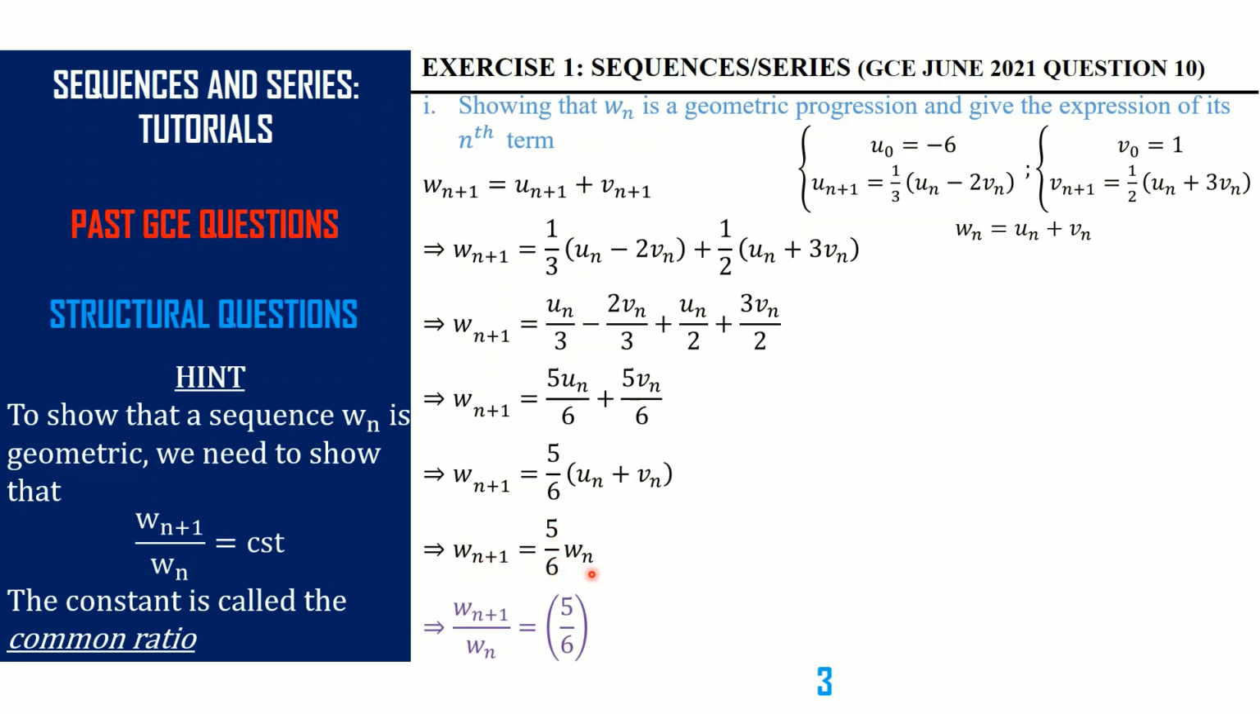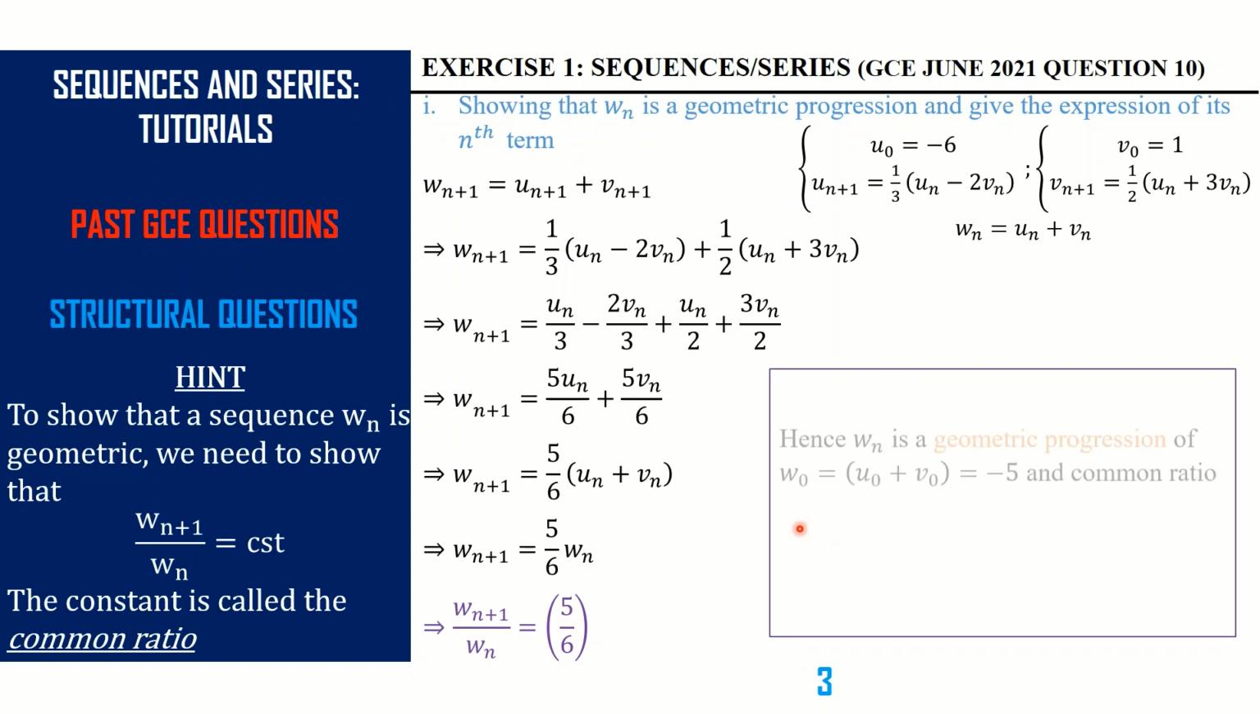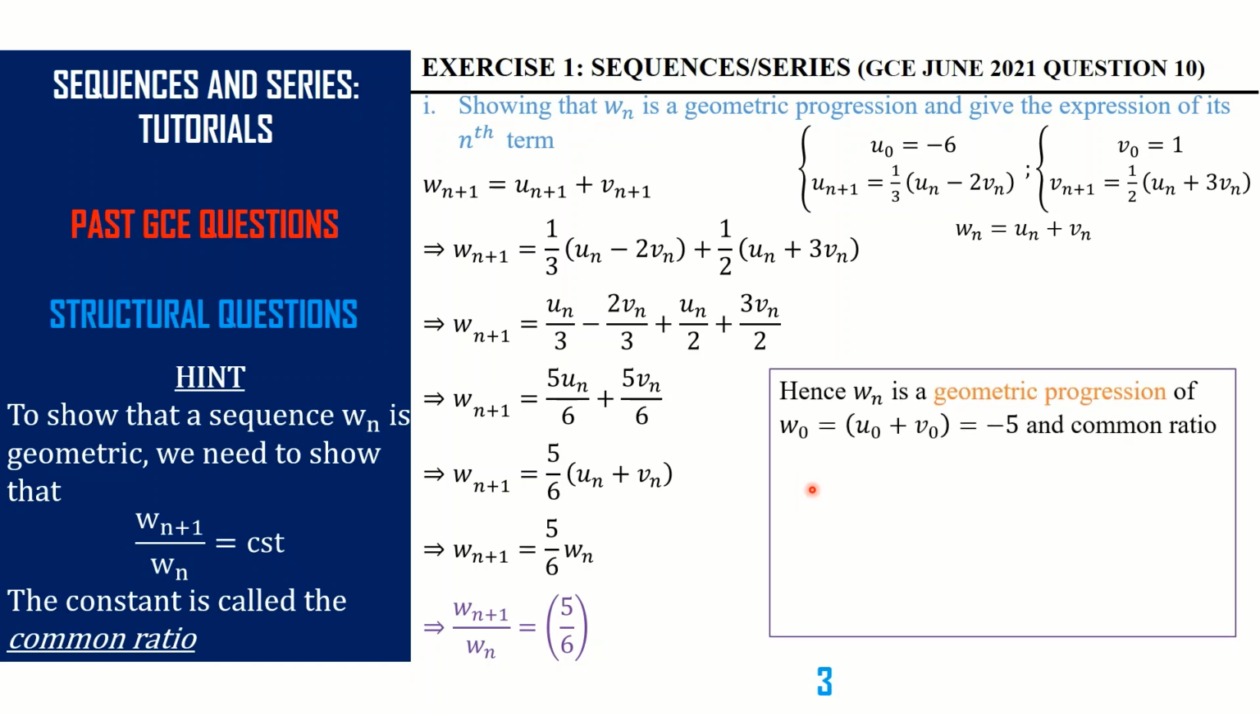We can divide both sides by Wn and we are going to get Wn plus 1 divided by Wn to be equal to 5 divided by 6. So we see that we have shown that it is a geometric progression since the ratio between Wn plus 1 and Wn is equal to a constant. So we can draw our conclusion that Wn plus 1 is a geometric progression.